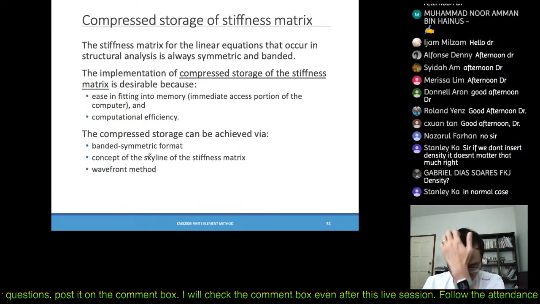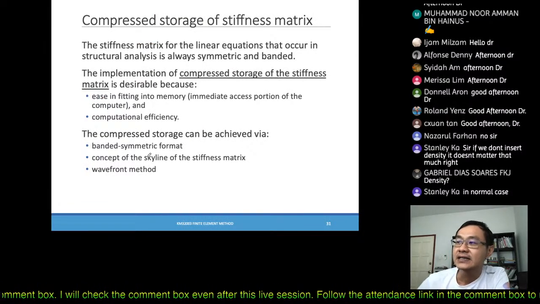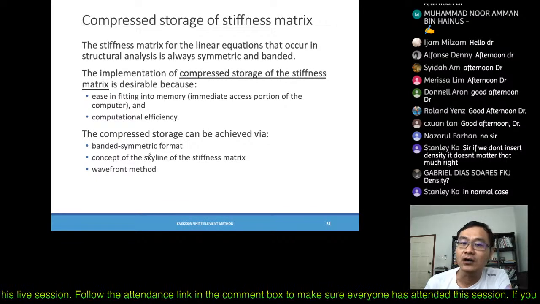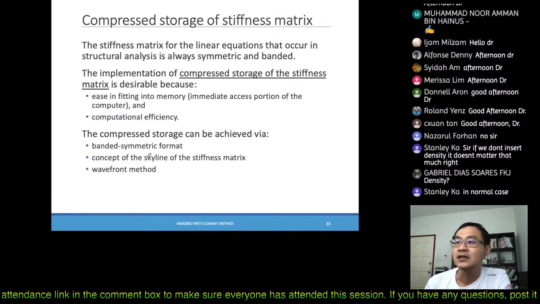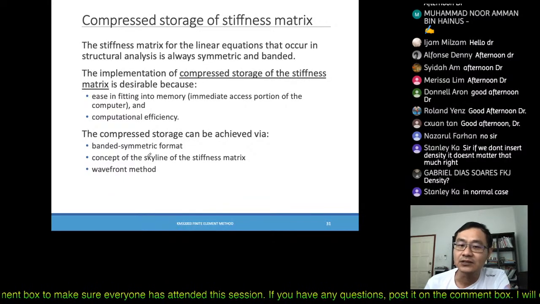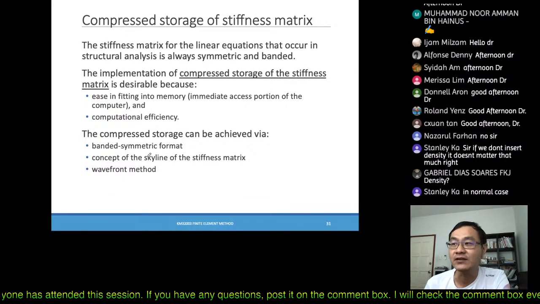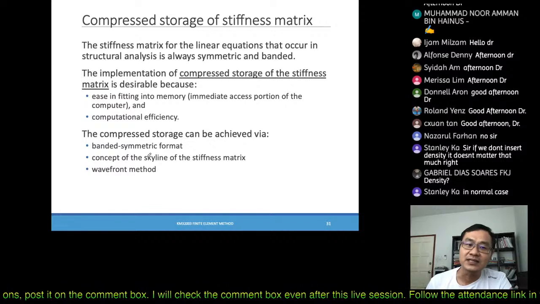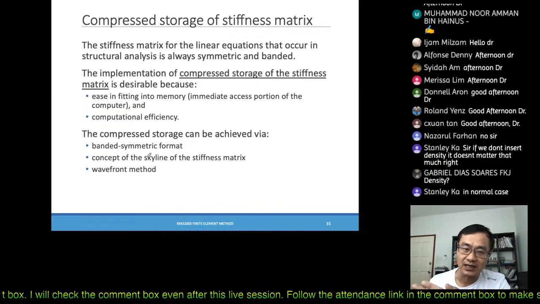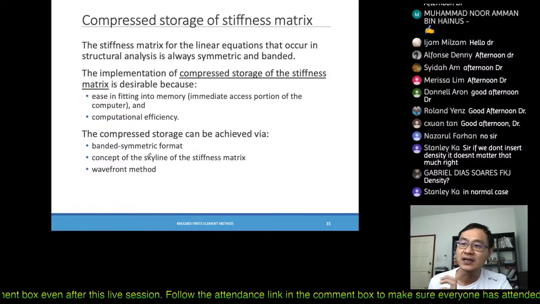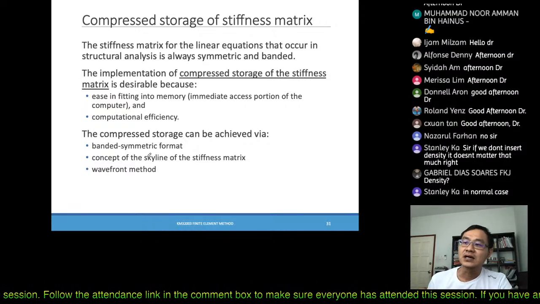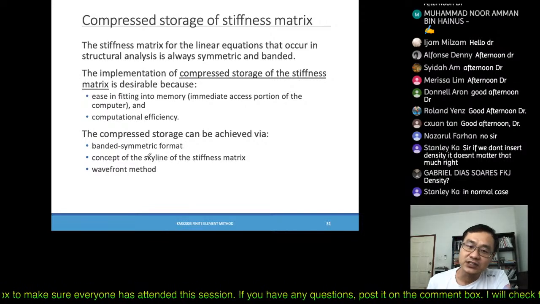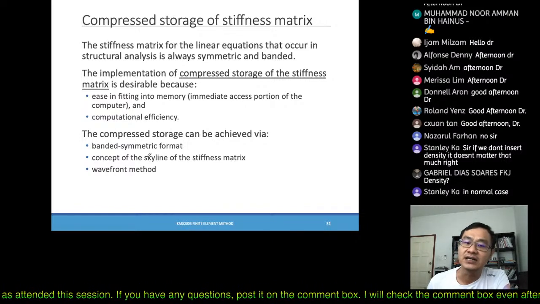So therefore what we intend to deliver here is that in the FEM software, they would want to compress the storage of this stiffness matrix in order for us to fit them into the memory, the RAM itself, easier. The amount of size, whenever we access the searching across the RAM, is easier and so on. It's more important and it is more computationally efficient, right? So how can we achieve this so-called compressed storage of stiffness matrix?